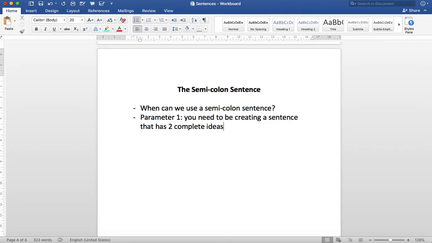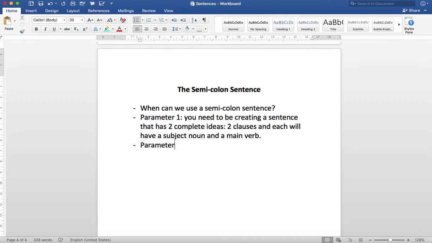So that means it will be two clauses, each will, of course, have a subject noun and a main verb. That's standard for all of our clauses.